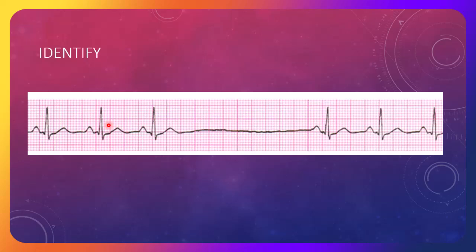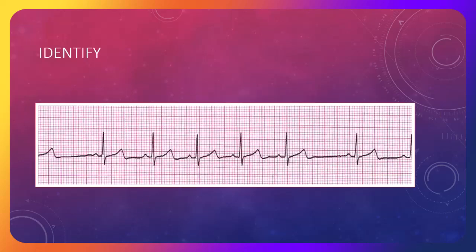On that last rhythm, where it opened up, would there not be enough room for one? There could be, but remember, you got to look at everything on your 6-second strip. The variation between these R to R's is what gives you the clue that this is going to be sinus arrhythmia and not a sinus block. Yeah, good.